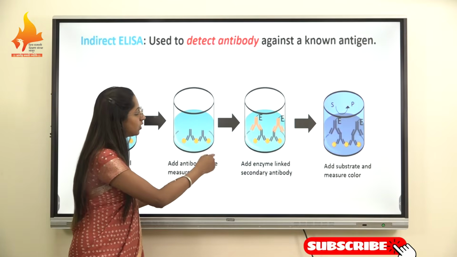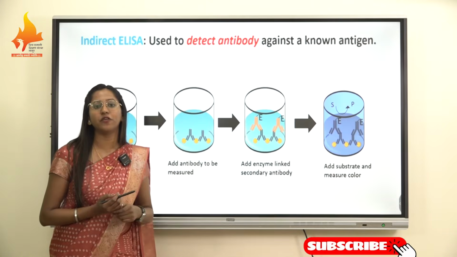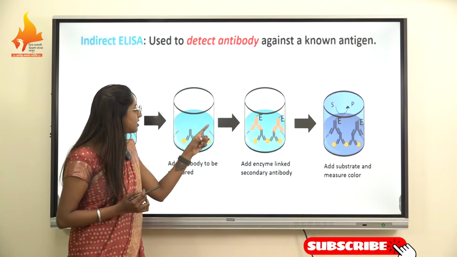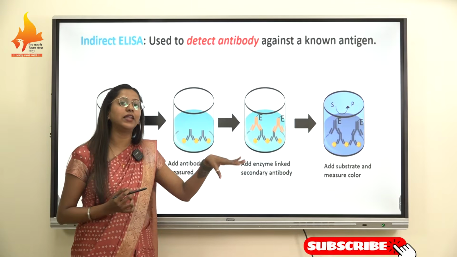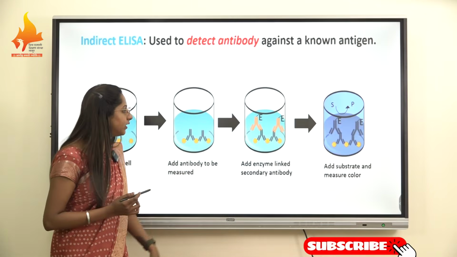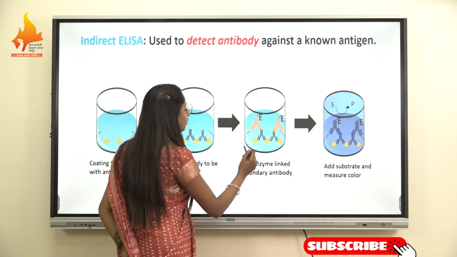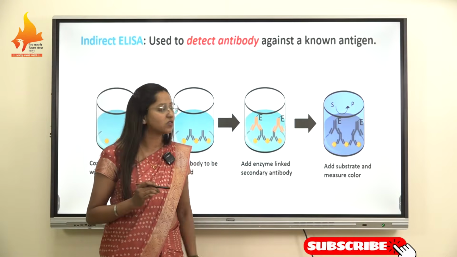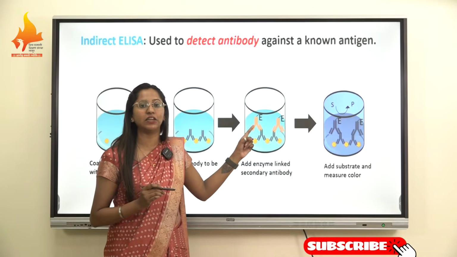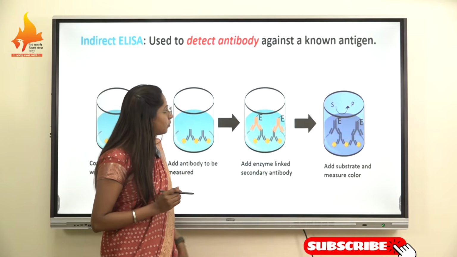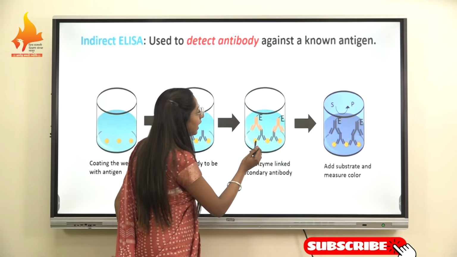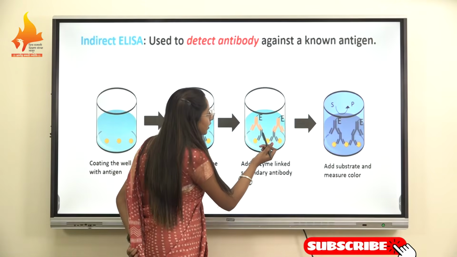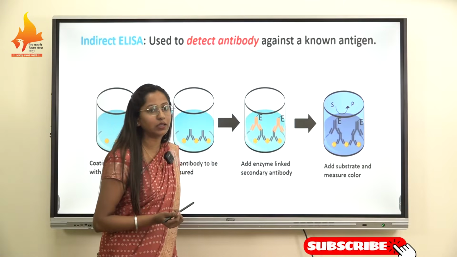After this, there comes one washing step, with the help of which, if there are any unbound antibodies present inside this solution, they will get eluted out, they will get washed off in this washing process. Then you add secondary antibodies. These are the types of antibodies on which an enzyme is linked, and if they find an existing antibody present here, then this antibody gets bound to this primary antibody, right?